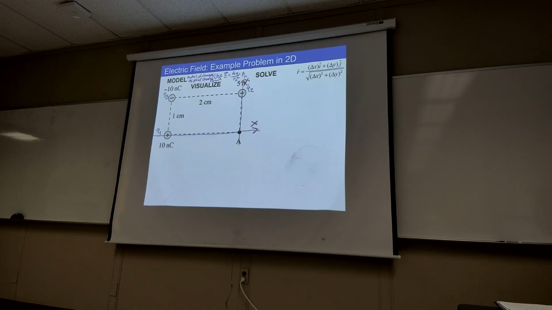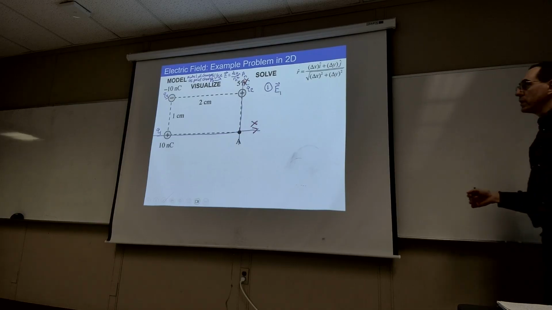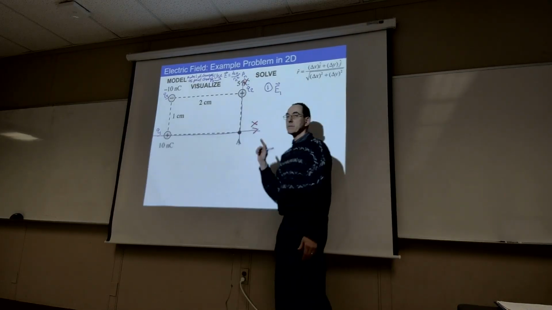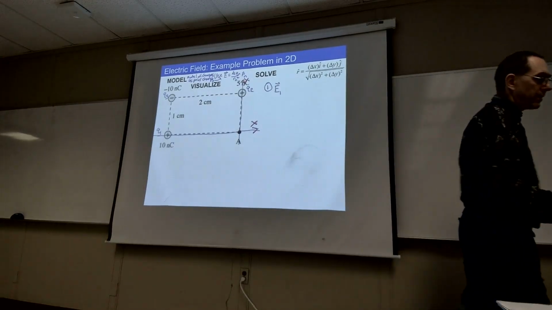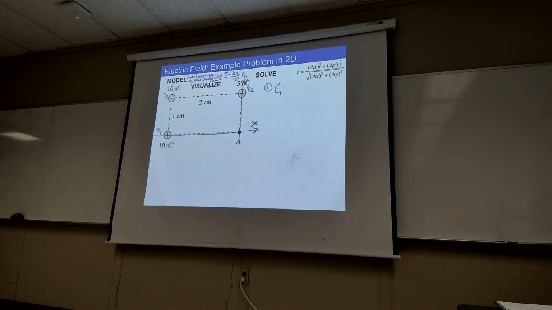All right, so next up, let's go to the solving or calculating step. Let's start with calculating E1. Let's calculate the electric field due to charge 1 at this point, point A. Let's write that down. I know that's going to be K Q1 over R1 squared times R1 hat.